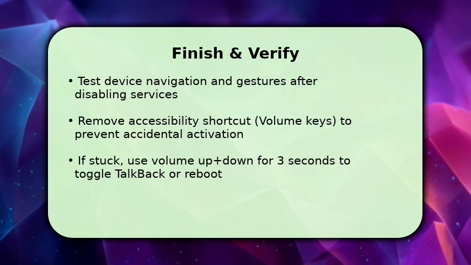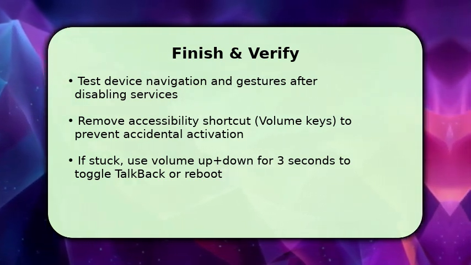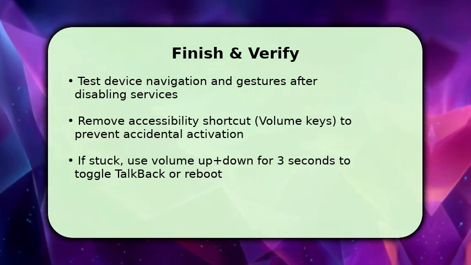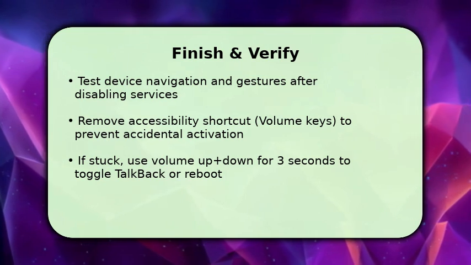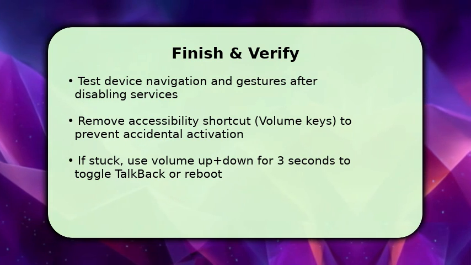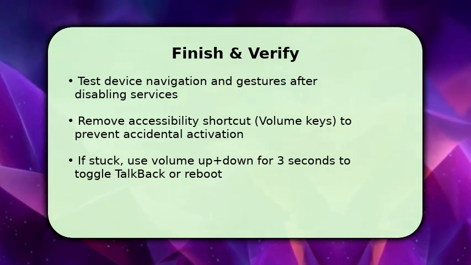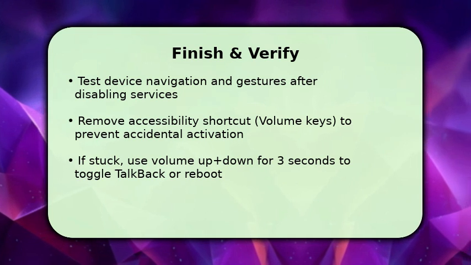Make sure you disable any accessibility shortcut tied to the volume keys so a pocket press won't turn features back on. If something goes wrong and the screen remains controlled by TalkBack, press both volume buttons for 3 seconds to trigger the accessibility shortcut, or reboot the phone to clear temporary states. If problems persist, remove or update the offending app and repeat the checks.